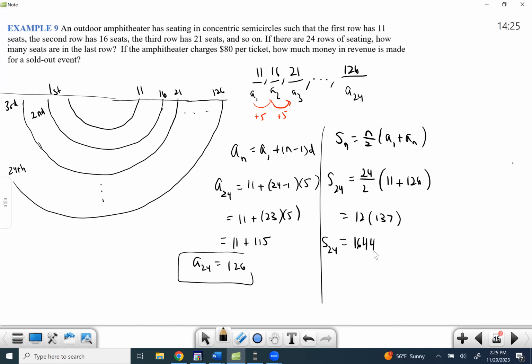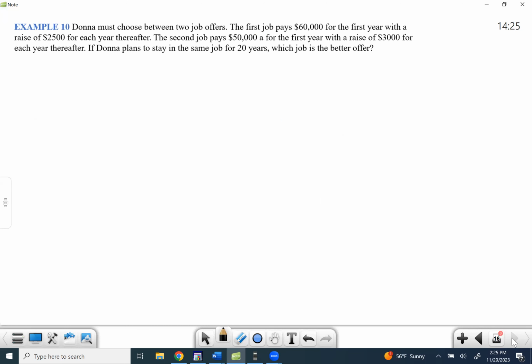But if it's $80 a ticket, then we're going to have to multiply $80 times the 1,644 to see how much money they made in revenue. So times 80, that's $131,520. Yeah. Okay. All right.